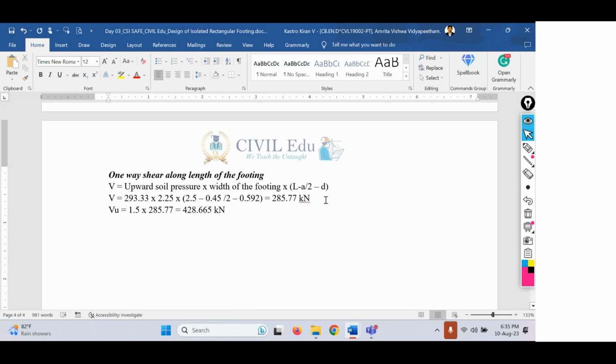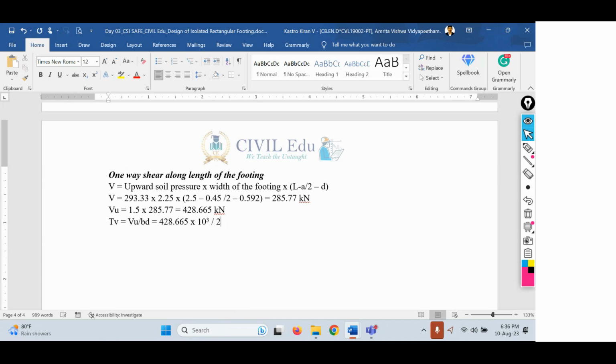This one we have to check with tau V, that is the critical shear stress. You can call it TV or tau V, anything is fine. So tau V equals, we know the formula, VU divided by B into D. What is VU? 428.665, and I'll convert it into newtons, so into 10 cubed.